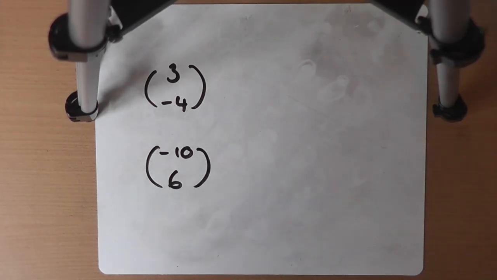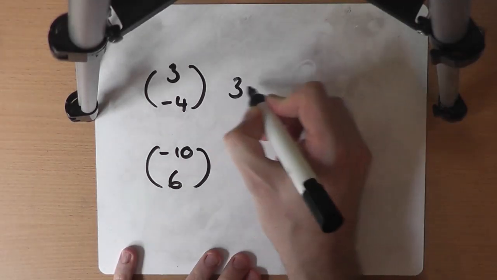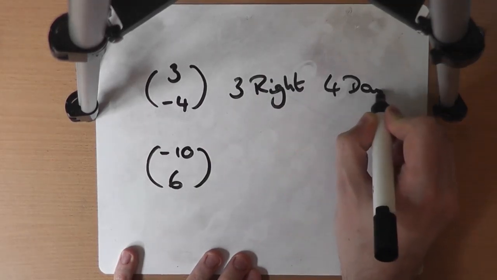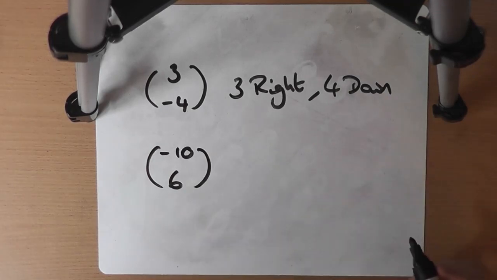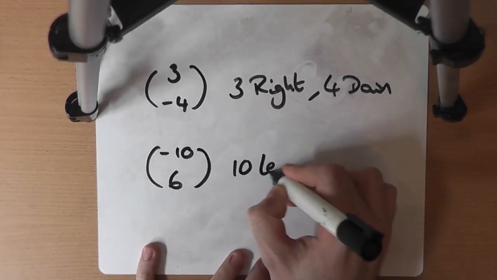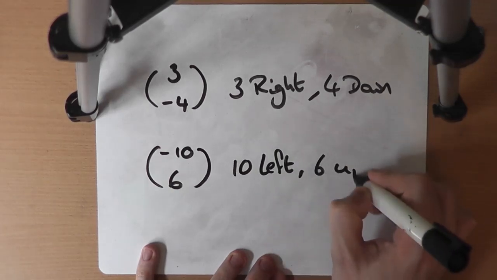Number on the top, left and right. Positive number for right, negative number moving left. Number on the bottom, up and down. Positive for moving up, negative for moving down. So this first one, for example, would be 3 right and 4 down. Move 3 to the right and then move 4 down. And the other one would be move 10 to the left and then move 6 up.